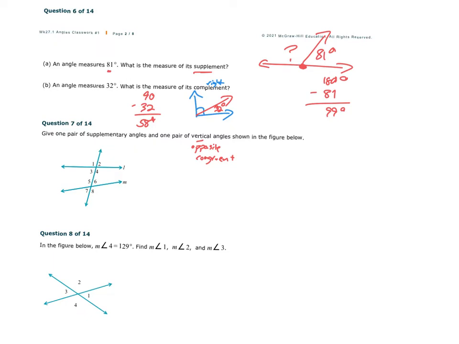So you can choose any two that form a straight line. Okay, then the other question asks, name two vertical angles. Okay, so vertical are the ones that are going to be opposite each other and congruent.